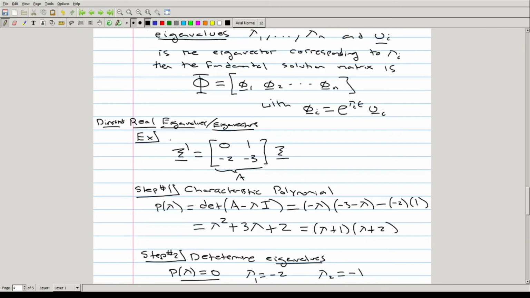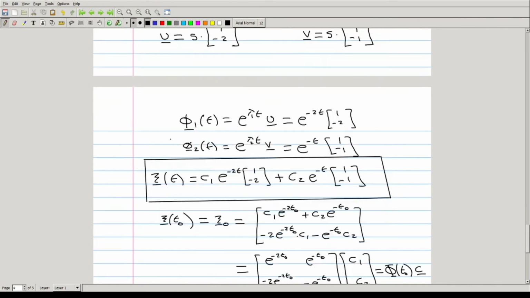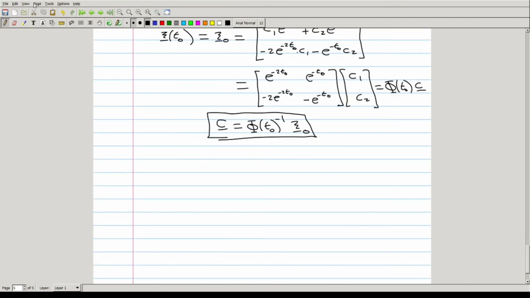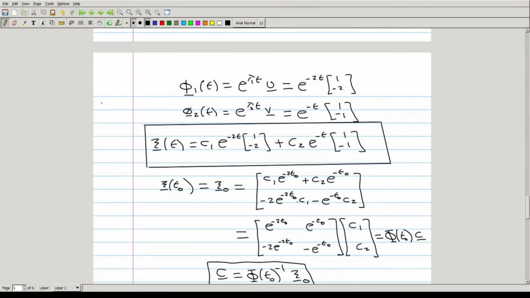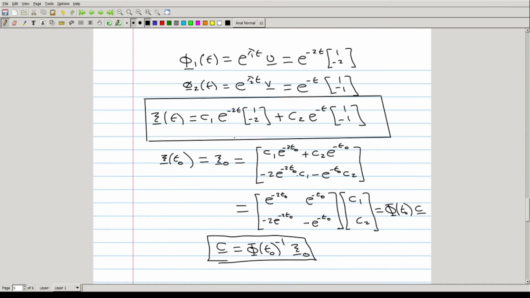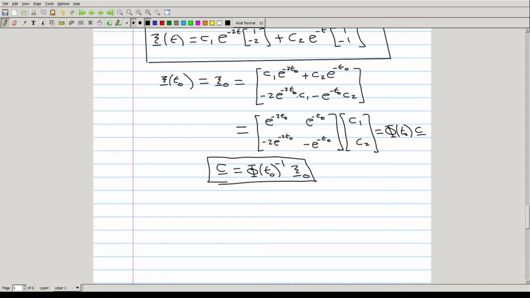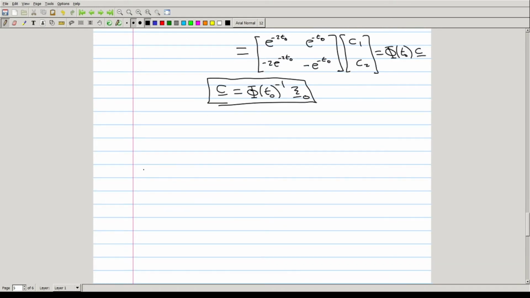So this is very cool. This is giving us a definitive way of going through and solving linear constant coefficient systems. And the next example I want to go over is what happens when you have complex eigenvalues. But before I do that, we're going to need a theorem.